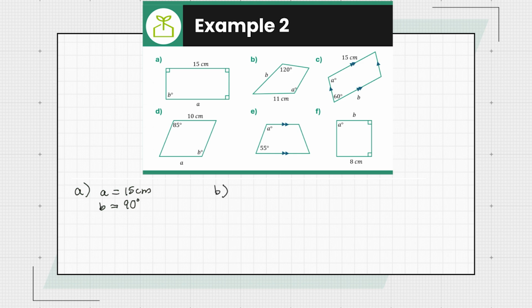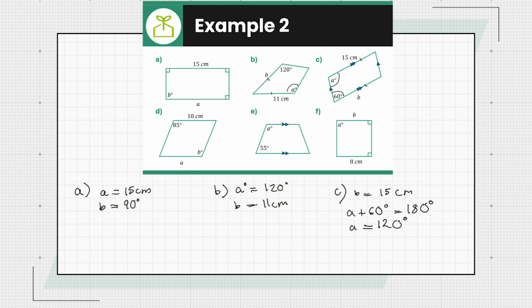If we look at B, we have a kite. Kite means that these two pairs of angles are equal, so A degrees must equal 120 degrees, and these two pairs of lengths are equal, so B must equal 11 centimeters. If we look at C, we have a parallelogram. A parallelogram has these equal sides, so we know B is equal to 15 centimeters, and we know that these two pairs of angles here are co-interior. So A plus 60 degrees must equal 180 degrees. And that means A is equal to 120 degrees.